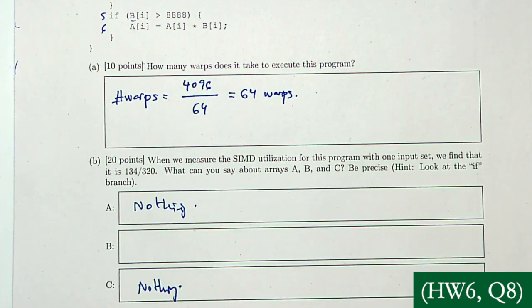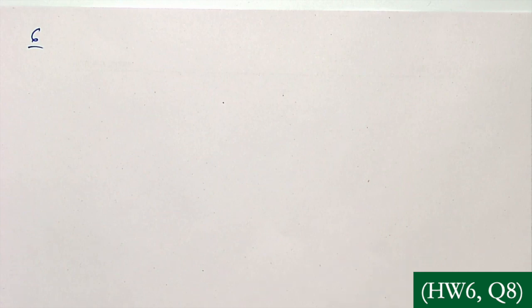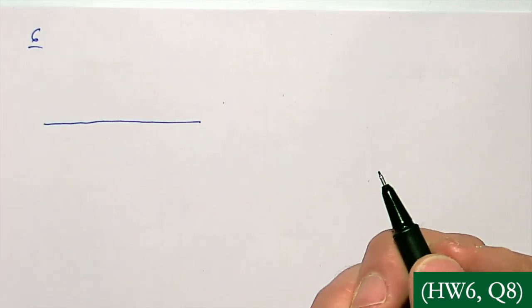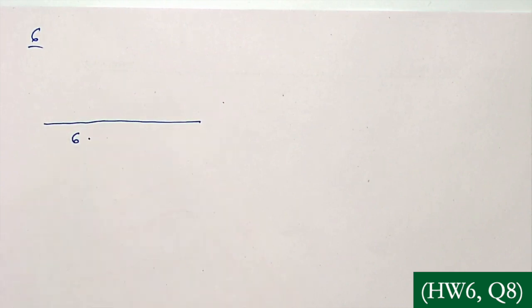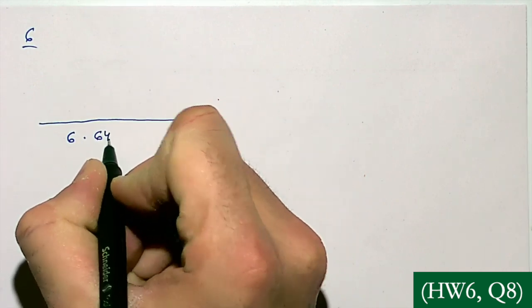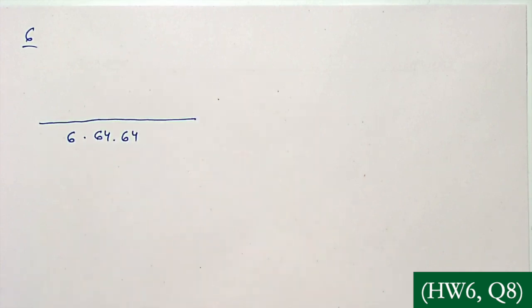134 divided by 320. So what I would recommend you, and let me use this as a scratchpad, is that you first start looking at what's the total number of instructions that the program has. And we know that the program has 6 instructions, right? How can we calculate the utilization, let's say, in a generic way when we have 6 instructions? So what we know for sure is that these 6 instructions are going to be executed, potentially, maybe not, but they are going to, obviously, depending on what's the actual path of execution, but they are going to be executed by 64 warps of 64 threads.